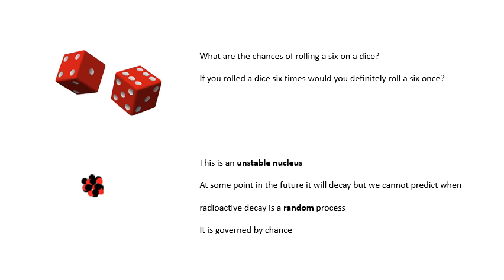You can hit it with a hammer, you can stick it in a Bunsen flame. Basically, you can't affect it. Radioactive decay is a random process. It is governed by chance. What you can say is the probability that it will decay in a certain time, just like a dice.